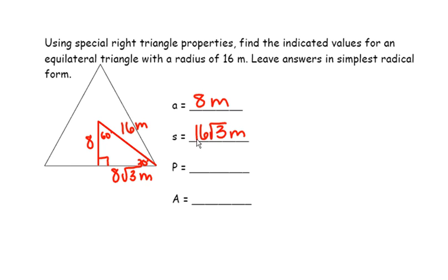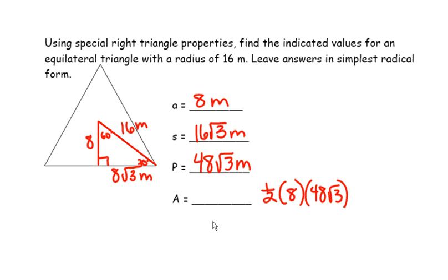So my perimeter is going to be 3 times that. I get 48 radical 3 meters. And my area is going to be 1/2 my apothem times my perimeter, which means that my area is 192 radical 3 meters squared.